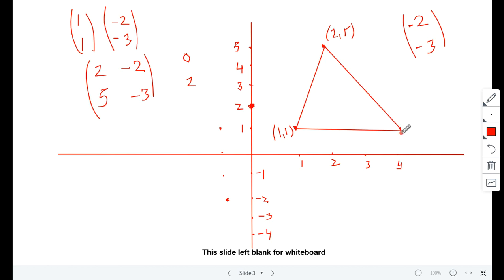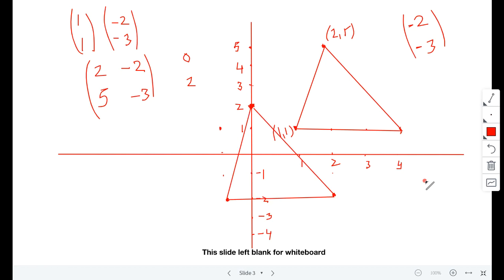And if I take this point, which is 1 comma 4, move 2 units backward, 1, 2, and 3 units downward, 1, 2, 3. Simple. Now you have all the 3 points, join them together. This is your new triangle.